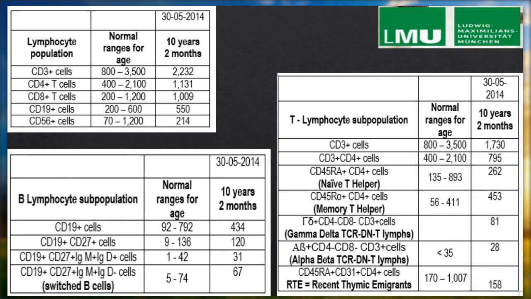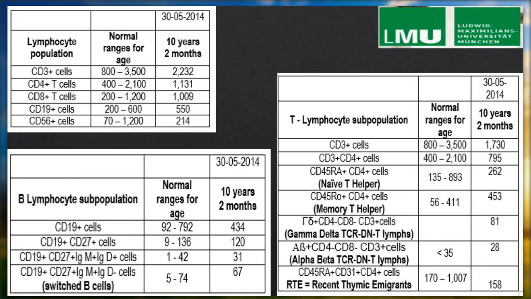And these are more studies that we could realize thanks to Germany, to this institute that helped us with this patient. And I want to thank them for this. As you can see, there is nothing really remarkable. CD3, CD4, CD8, CD19, 56, all between the normal ranges. This study was done May 2014.